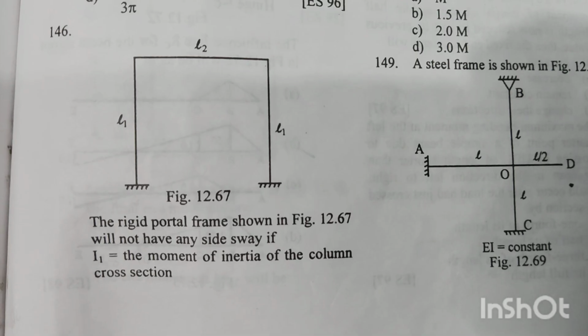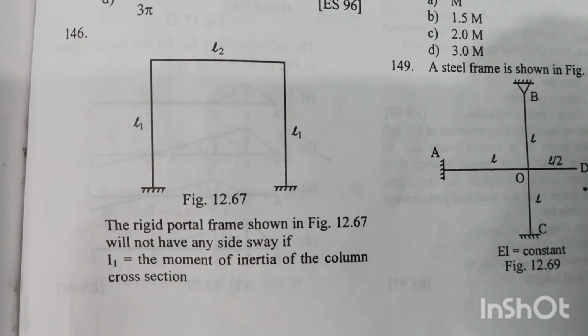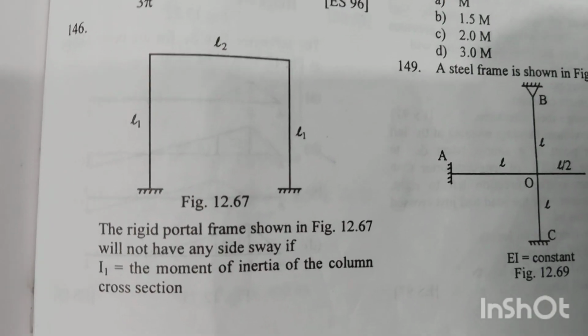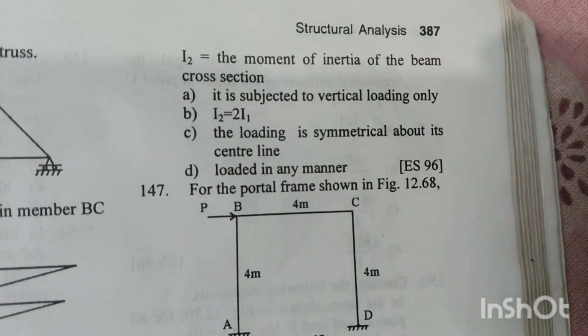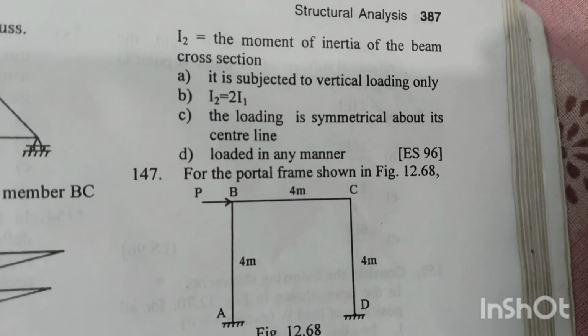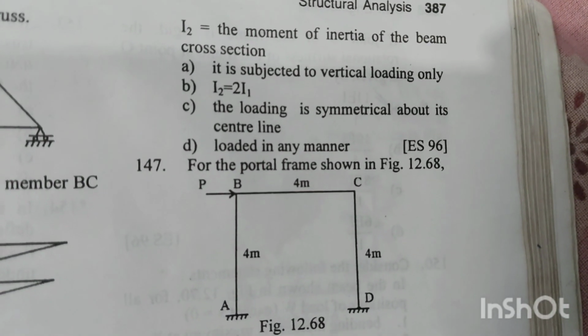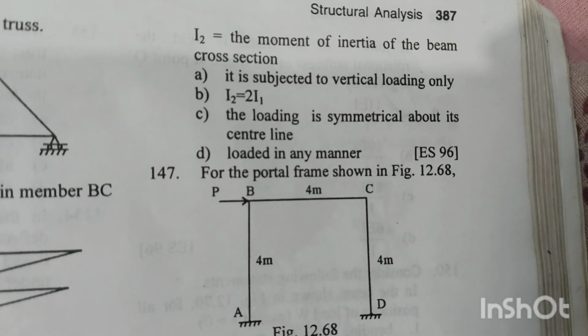Number 146. The rigid portal frame shown in figure 12.67 will not have any side sway if, where I1 is the moment of inertia of the column cross section and I2 is the moment of inertia of the beam cross section. So the portal frame will have no sway if the loading is symmetrical about the center line. Option C is the right answer.